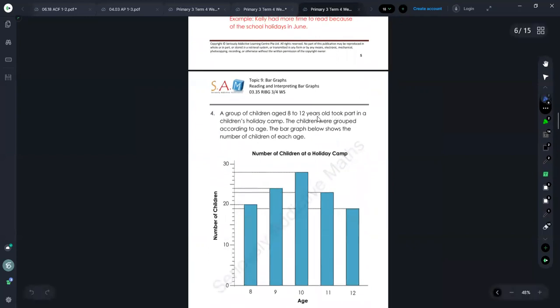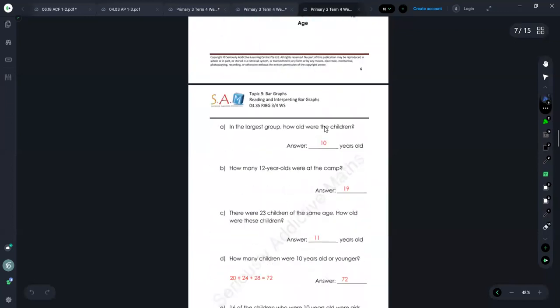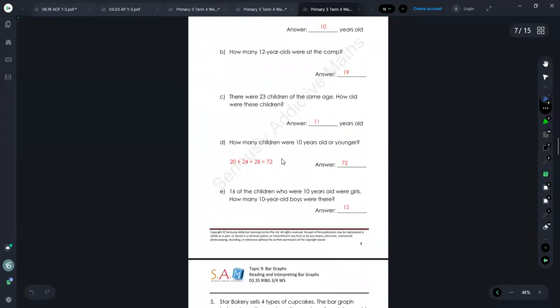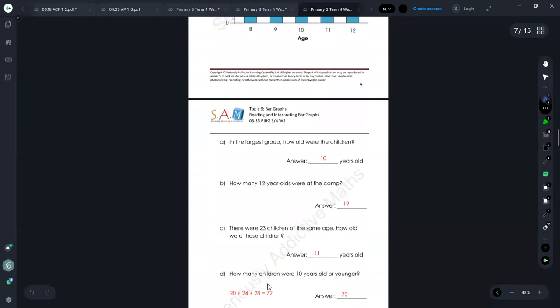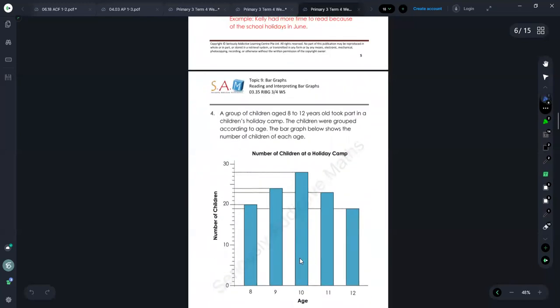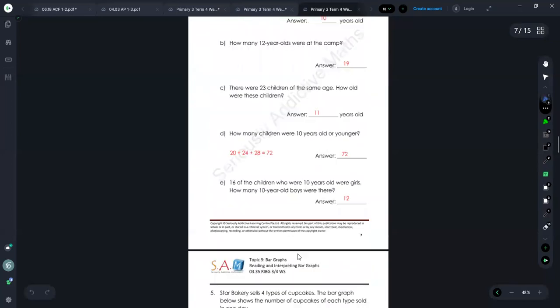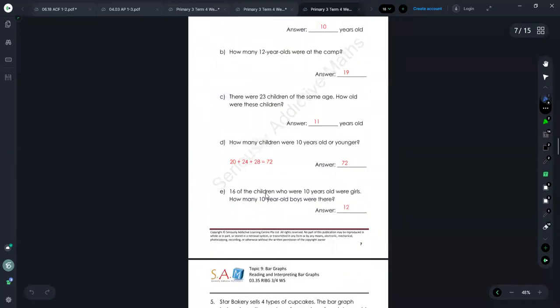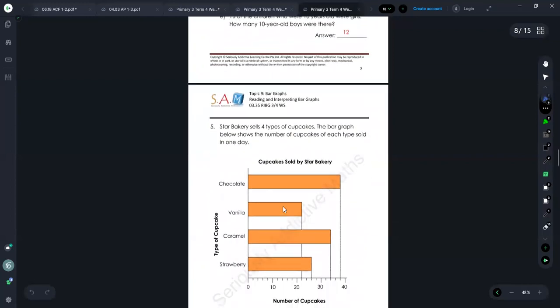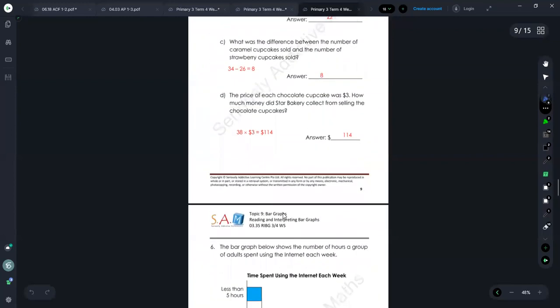A group of children aged 8 to 12 years old took part in the children's holiday camp. The children were grouped according to age. The bar graph shows this. But why this question? Because some of the questions here would not be so straightforward. For example, how many children were 10 years old or younger? They need to consider that 10 years old or younger would include 8, 9, and 10. And then another question: 16 of the children who were 10 years old were girls. How many 10-year-olds were boys? So they need to find the total for 10-year-old boys and subtract. Some of these questions require more than 2 steps.